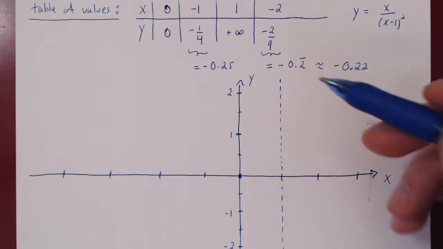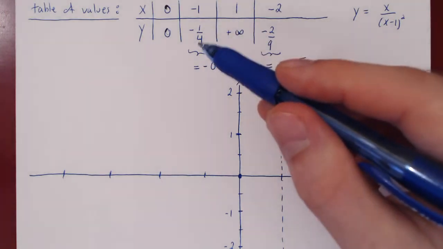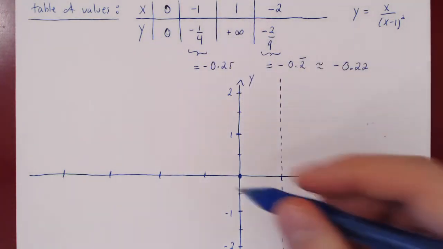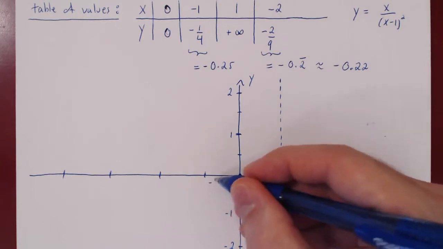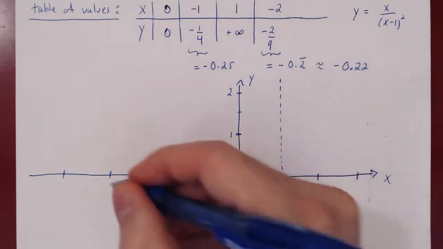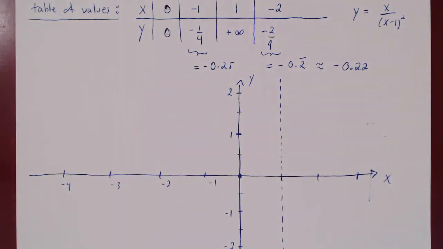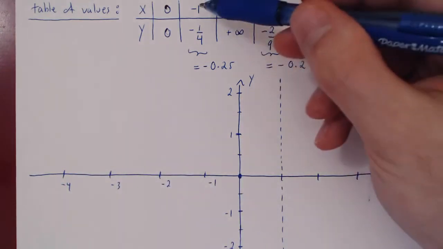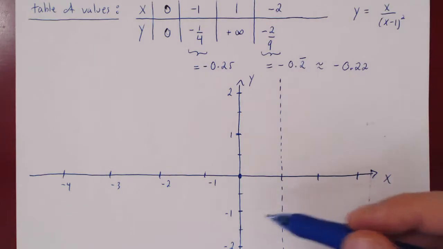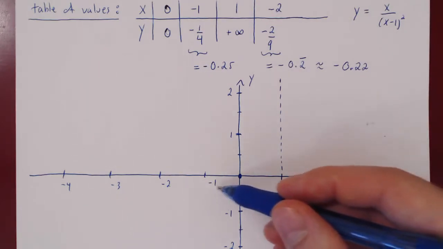Okay, so then we have the point -1, -1/4. So -1 is right here. So -1, -2, -3, -4. So -1, x is -1, y is -1/4. So it's going to be about here.